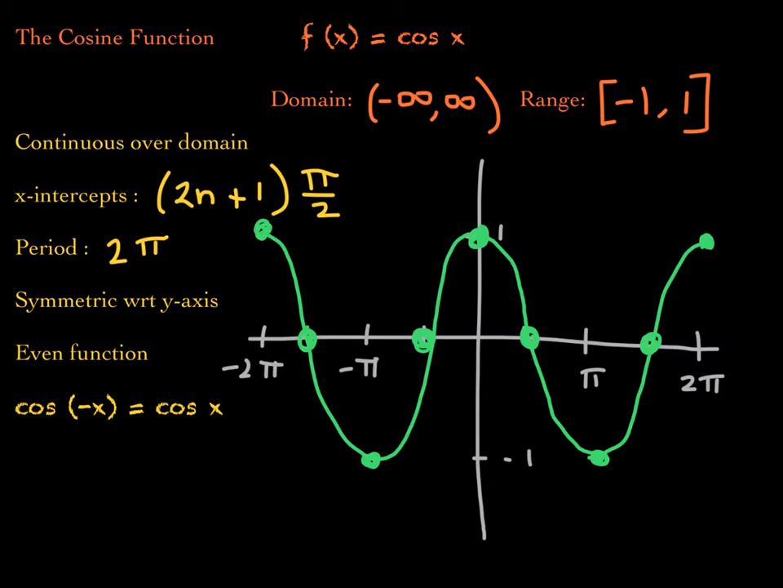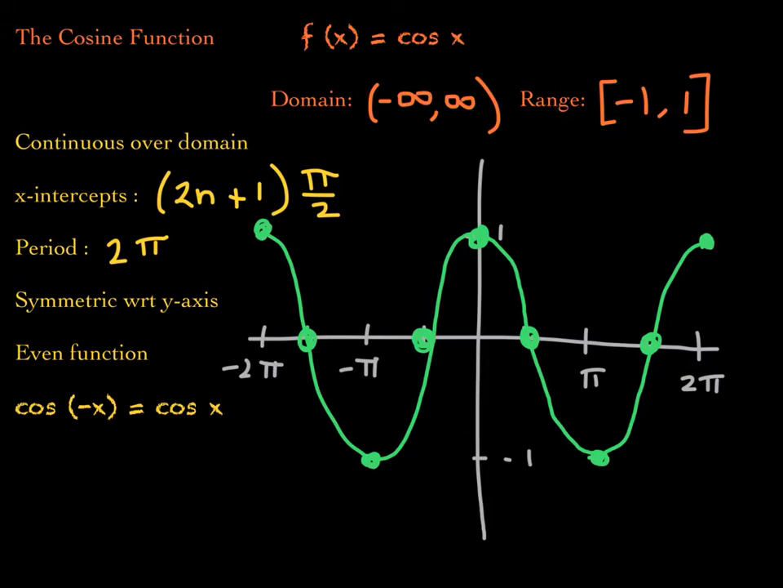Notice that the graph is symmetric with respect to the y-axis. By the way, WRT means with respect to. Notice that the y-axis acts like a mirror. Whatever you see on the right side gets mirrored over on the left side of the y-axis. That means that the cosine function is an even function. Remember, sine was an odd function. Cosine is an even function.